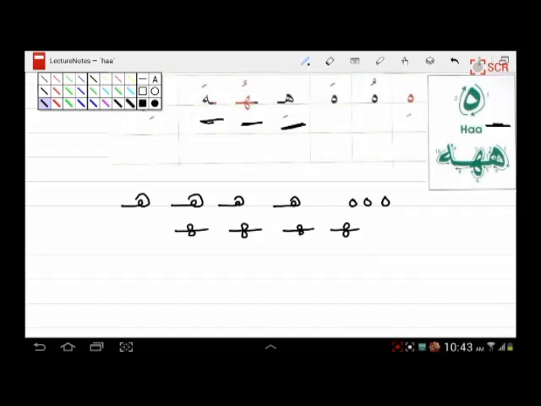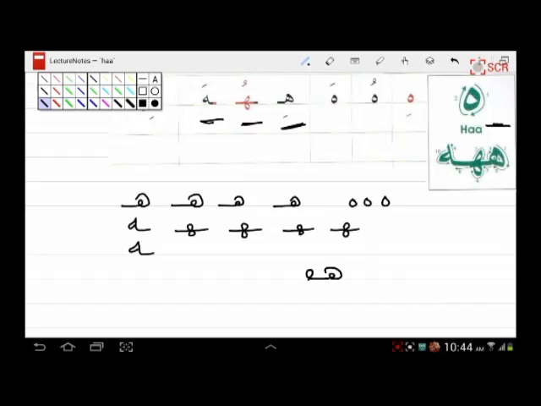Okay, and then the final form. Final form, it's quite easy. A dash, going up, and then like that. That's like the ta marbuta. Here's the ta marbuta that we did the other time in the ta. Here is the ha.